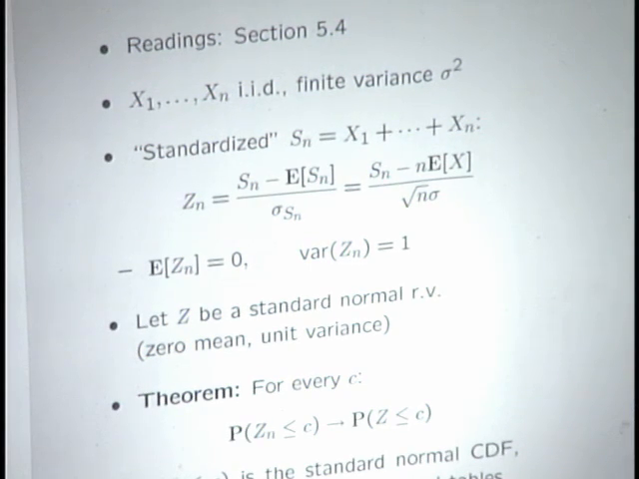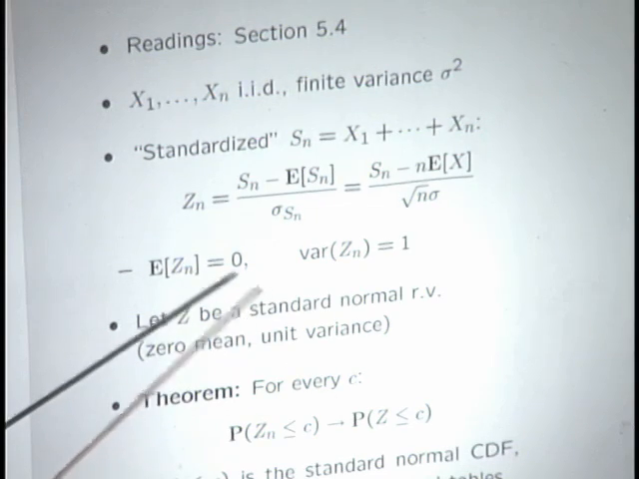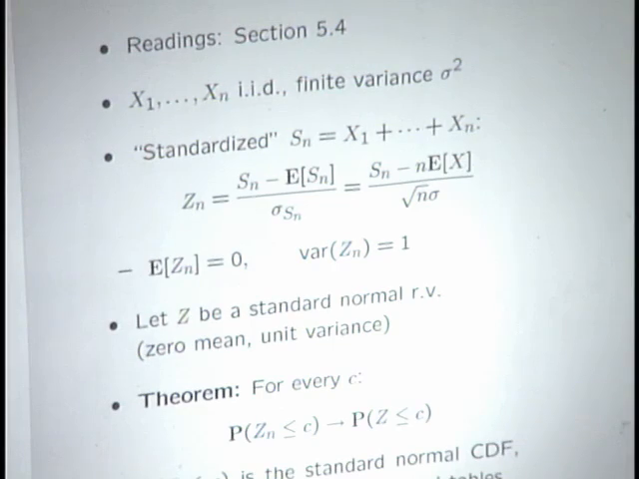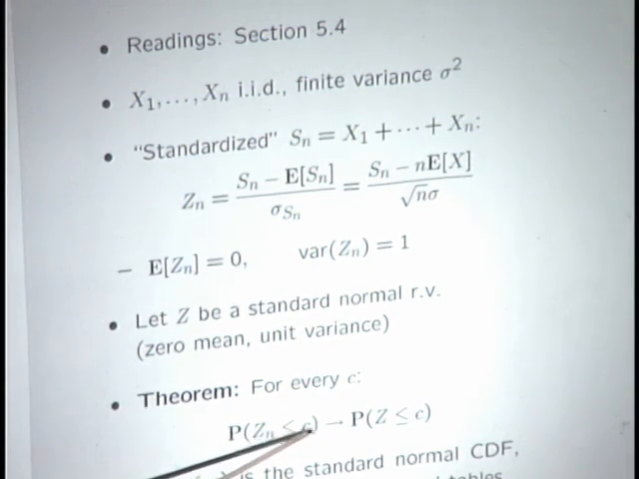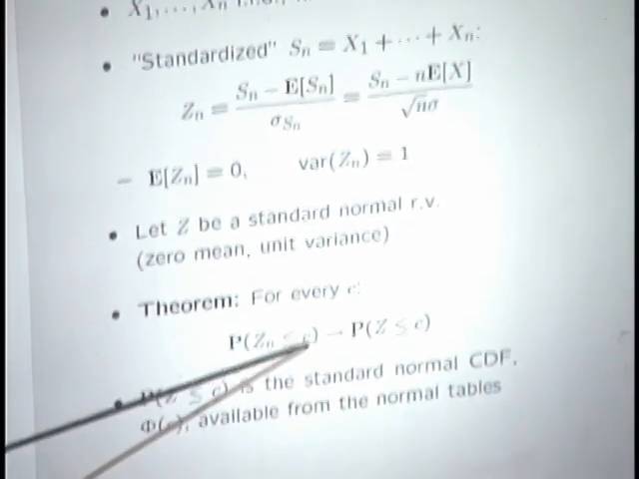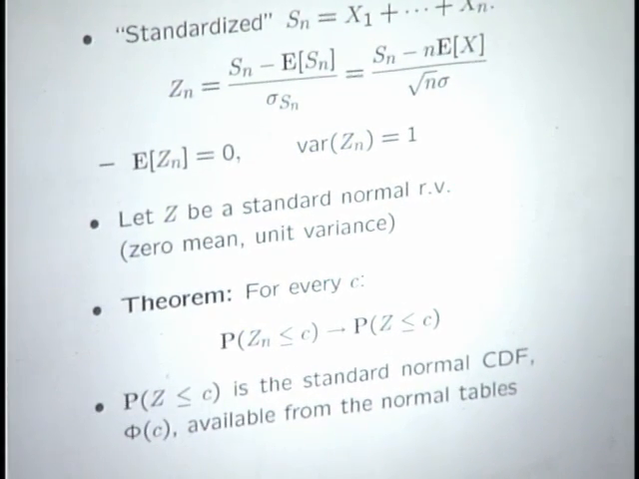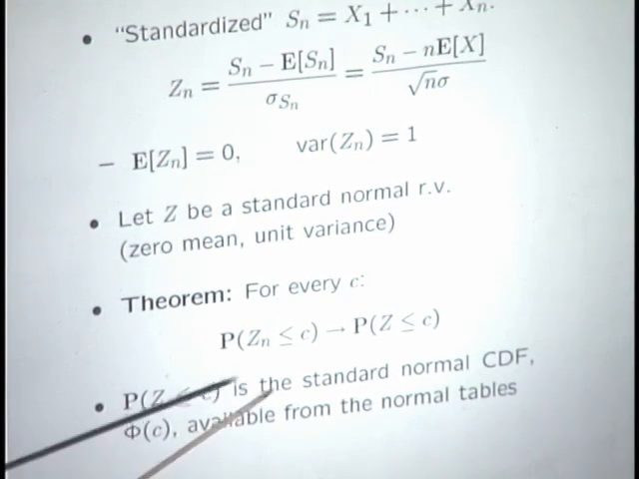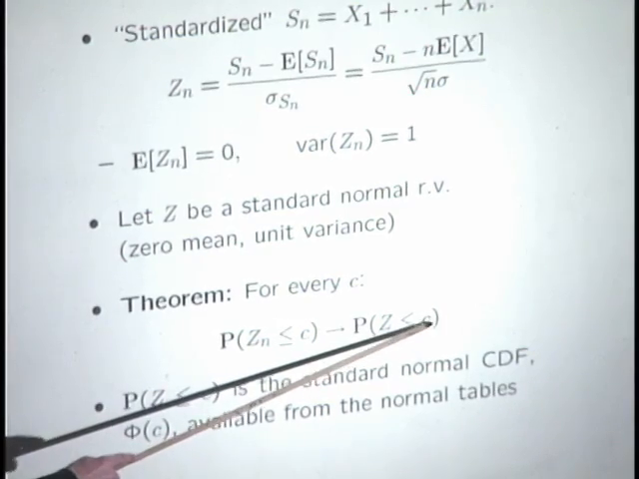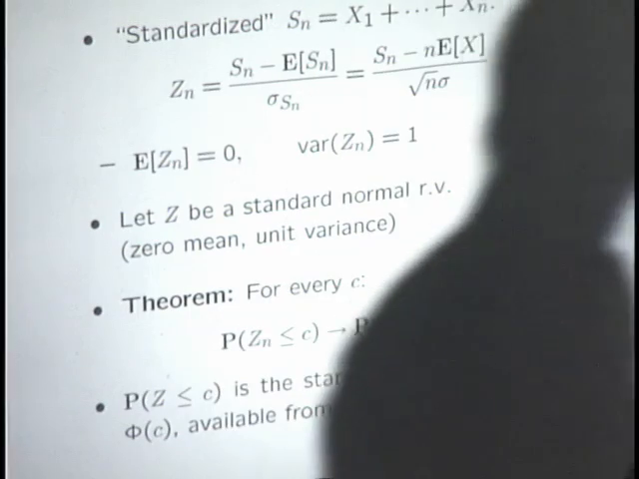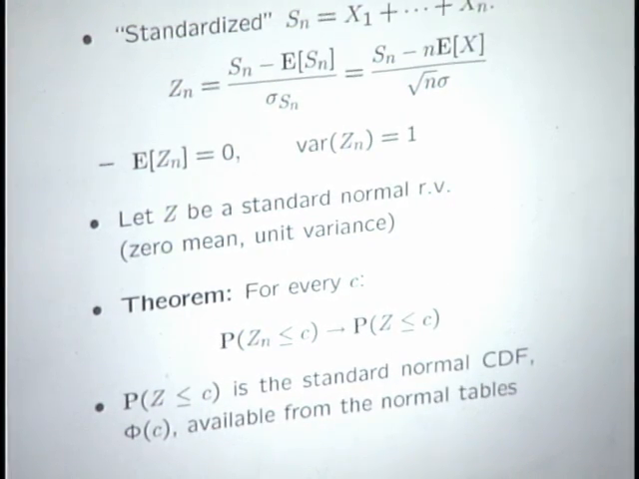More precisely, what the central limit theorem tells us is a relation between the cumulative distribution function of Zn and the cumulative distribution function of the standard normal. So for any given number c, the probability that Zn is less than or equal to c in the limit becomes the same as the probability that the standard normal is less than or equal to c. And of course, this is useful because these probabilities are available from the normal tables, whereas the distribution of Zn might be a very complicated expression if you were to calculate it exactly.